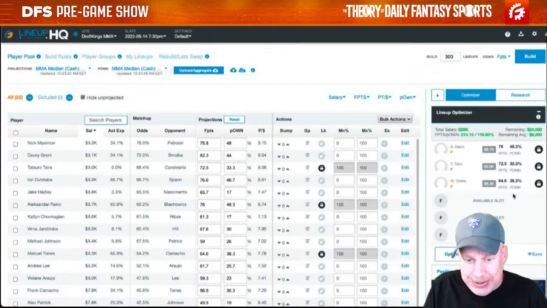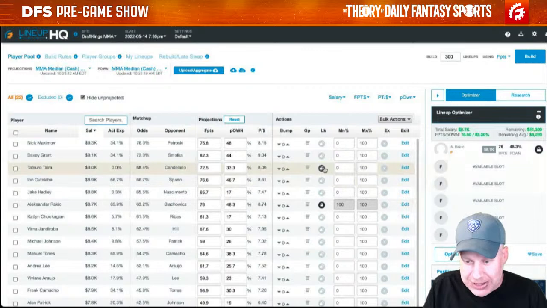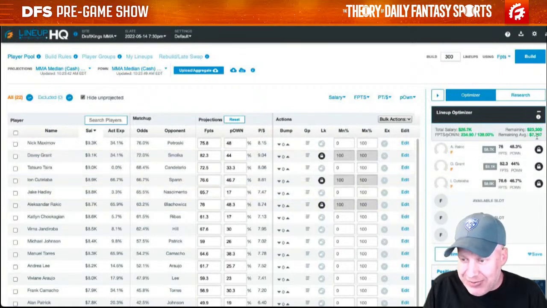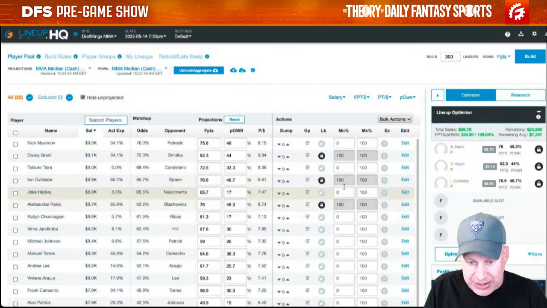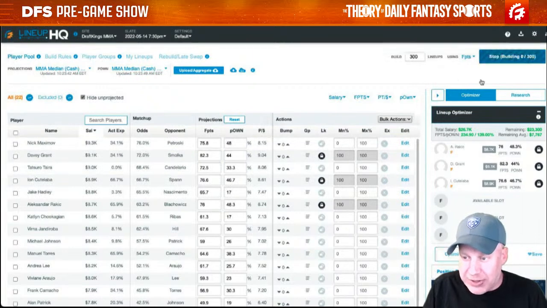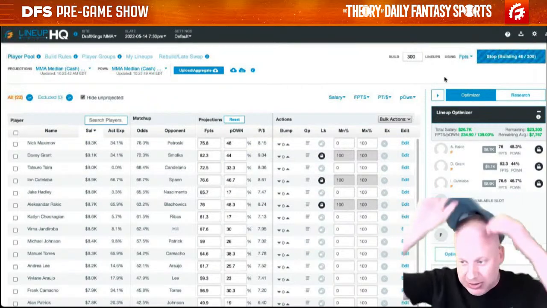Let's say you take out Torres, like the combination that we had before with Tyra, with Grant and Kudalaba and Rakic, 77-67. So let's build that combo. Grant, Kudalaba, Rakic, the cheapest way we could get, because we can't play Maximov in this lineup without stacking a fight. Okay, so we did this before, so I'm going to run this. There's not going to be many combinations of this.